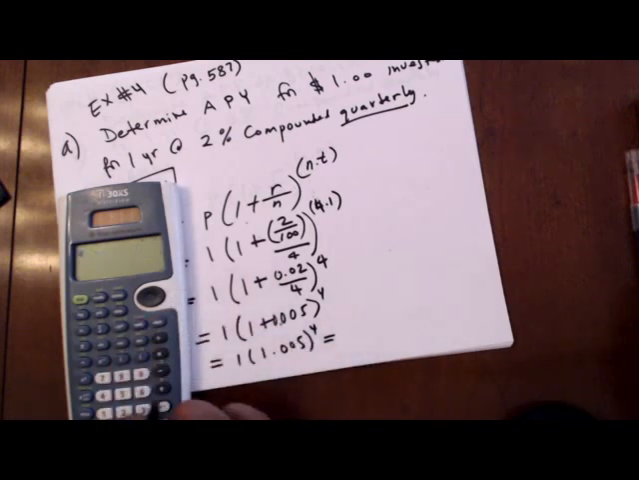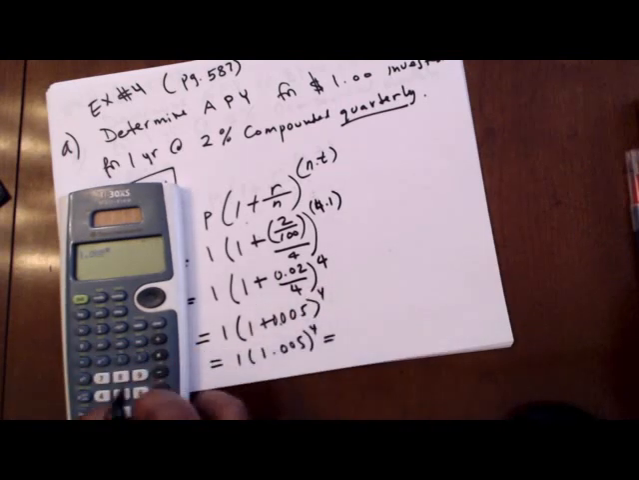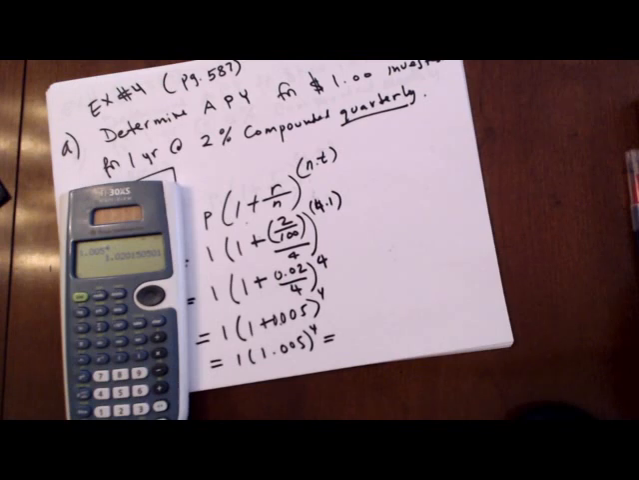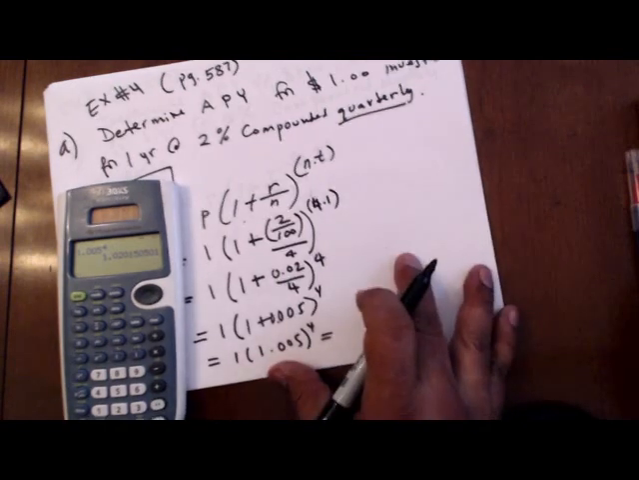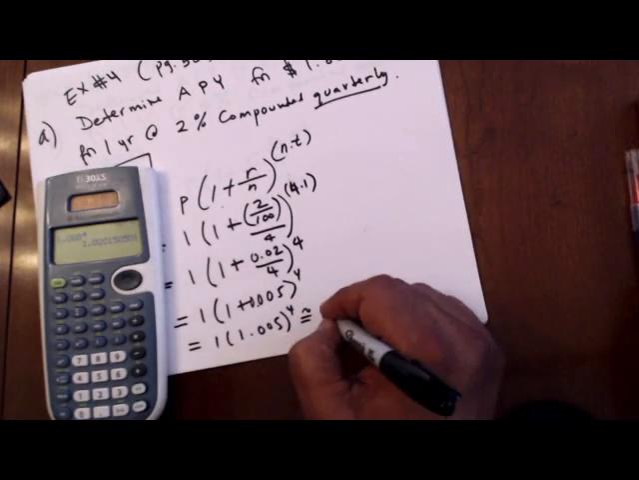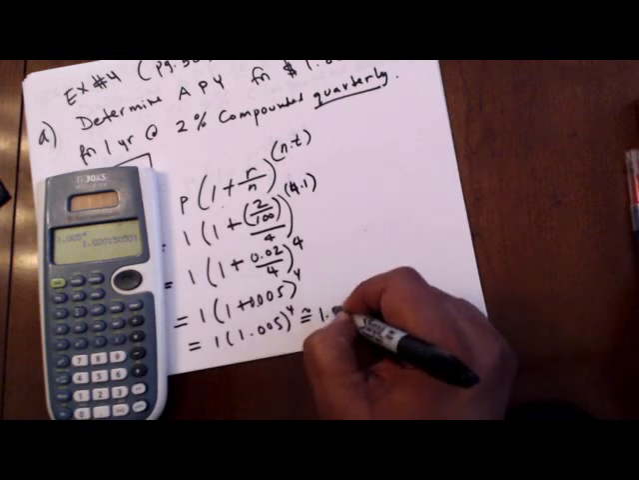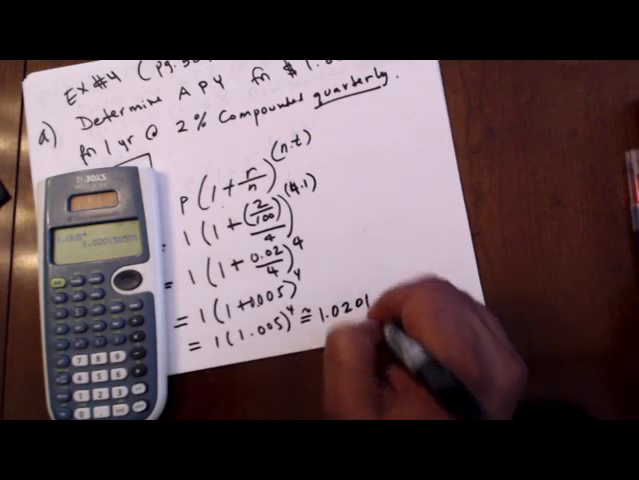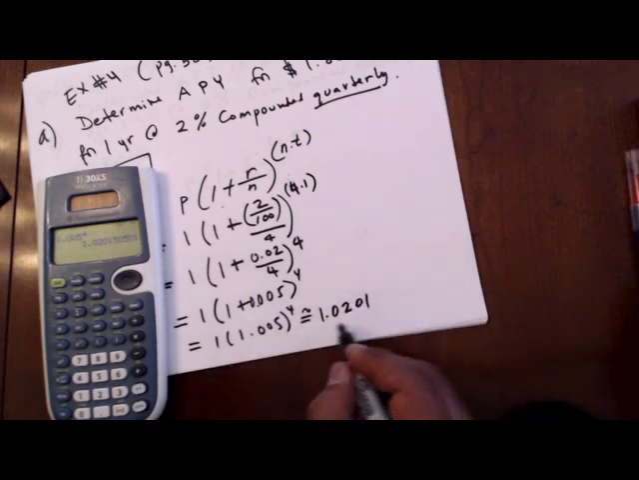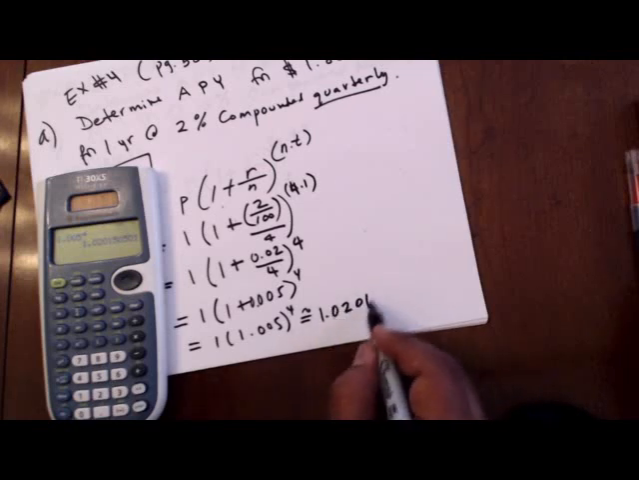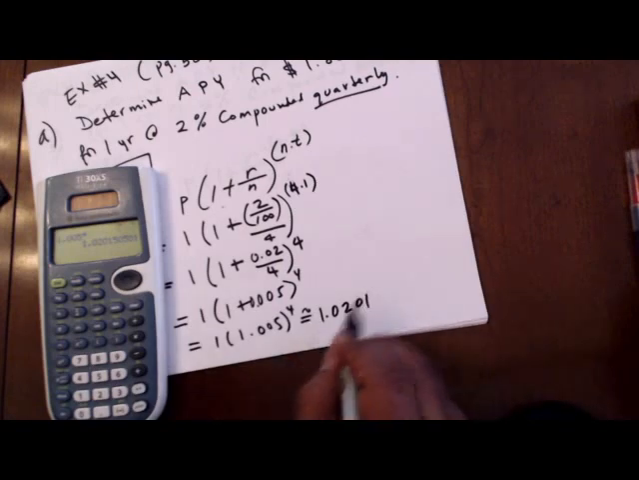Clear here, 1.005 raised to the 4th power. That gives you, basically, its approximation is 1.0201, right? So if you want to make it closer to the cents, you can just leave it at 1.02, or you can just leave it like that.